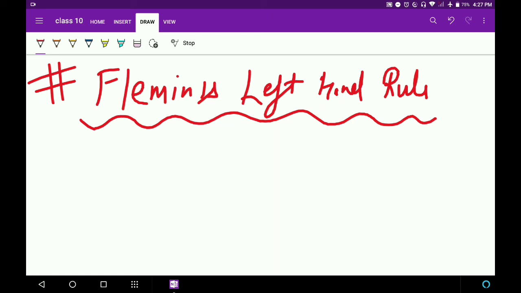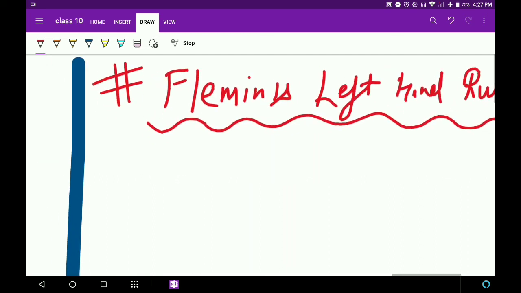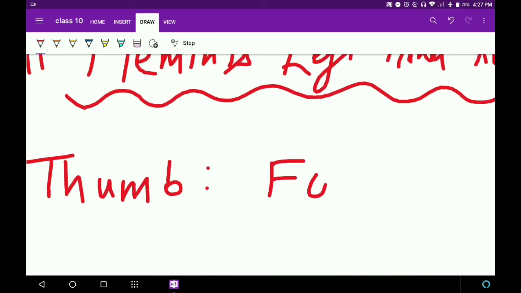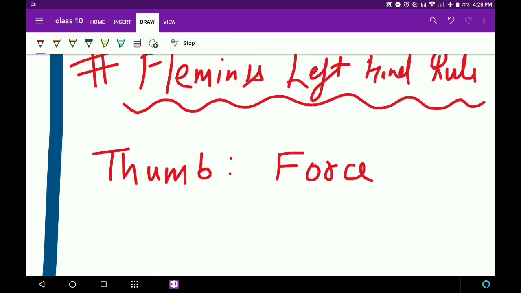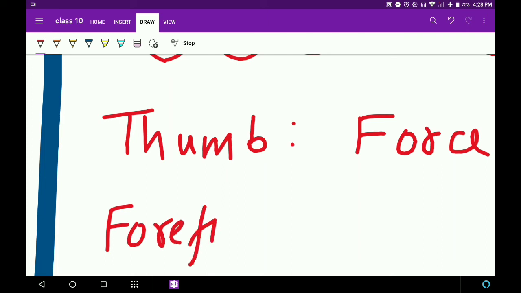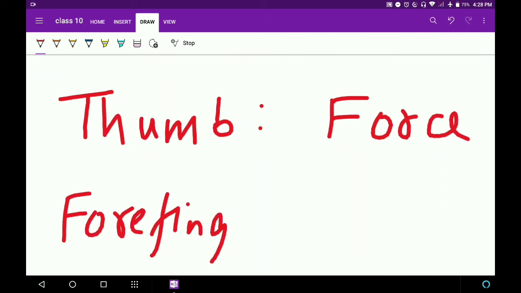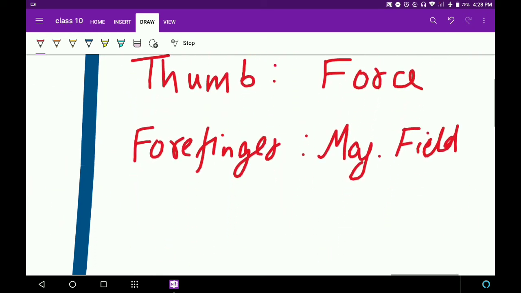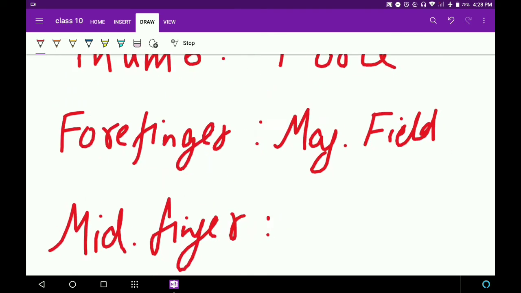Now after putting them mutually perpendicular, we have to assign quantities to these. The thumb will be my force. The thumb will represent force over here. My forefinger will represent magnetic field, and my middle finger will represent current.